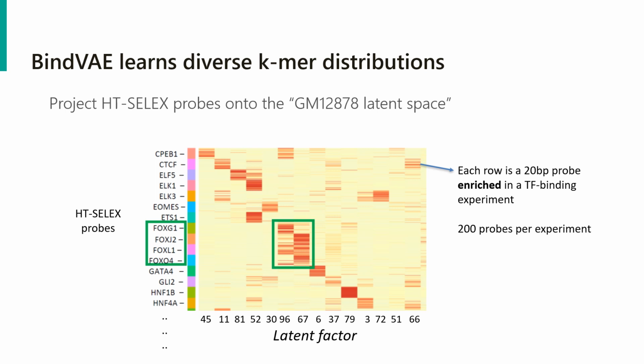Each row of this matrix here corresponds to one probe from one transcription factor experiment. The experiment is indicated by the label here. The first few rows here correspond to CPEB1. And there are 200 enriched probes coming from each HT-SELEX experiment. So note that the probes thus represent DNA sequences that have a very high binding propensity to the transcription factor of interest.